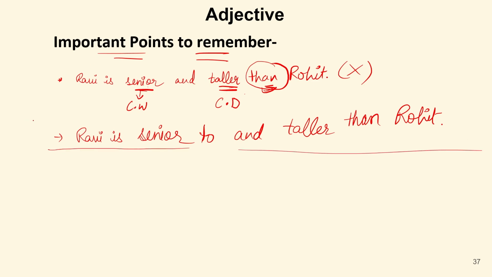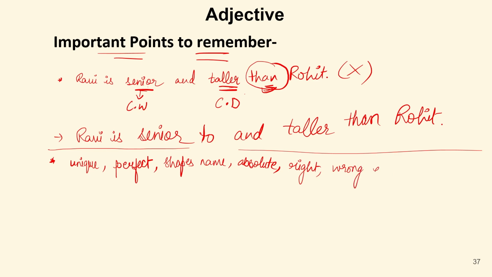Again, the next point that is very important to remember is whenever we are using words like unique, perfect, any shape's name, for example round, spherical, square, rectangular, triangular, and so on, any shape's name, or some word like absolute, right, wrong, etc. Words which are complete in itself, with some more or less of it, will not be the word like that, or it will be meaningless.